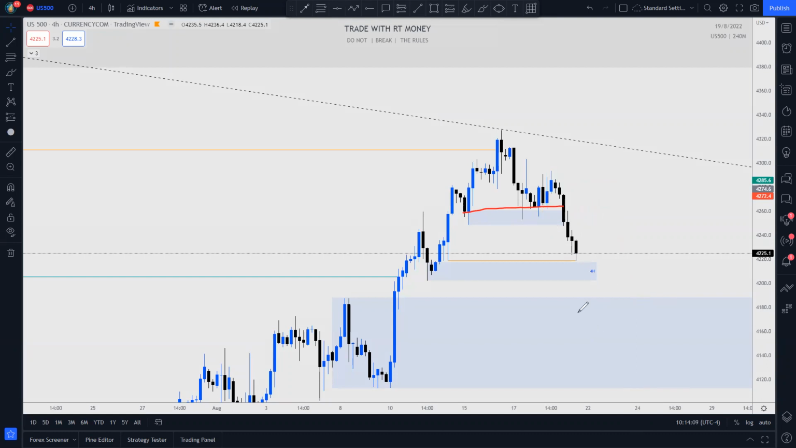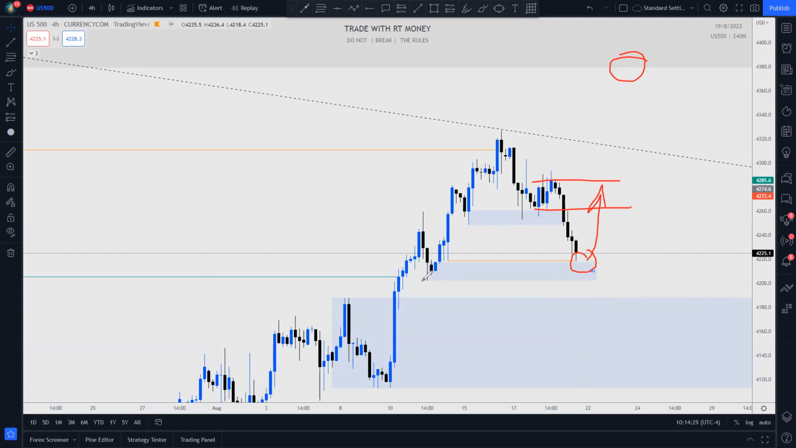But first things first. We've got to see what the reaction is here. I'm looking for price to do that. And we'll see what happens when it gets here. If it breaks through this, then definitely I'm looking for price to come up here.